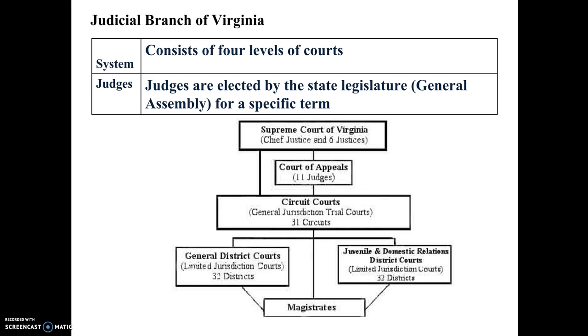The judicial branch of Virginia is made up of levels of courts, and these courts are structured in a way that's also similar to how it's done at the federal level, except we have 4 levels, and each one of these courts is responsible for a different thing. Please note that judges in the state of Virginia are elected by state legislature, the General Assembly in this case. They're not voted on by the people. They are elected by the legislature.